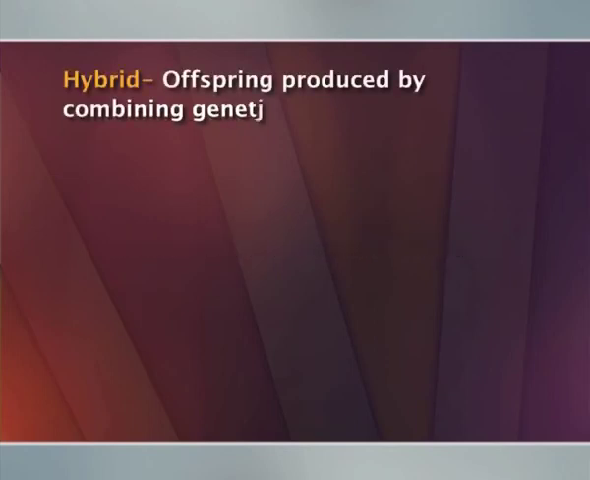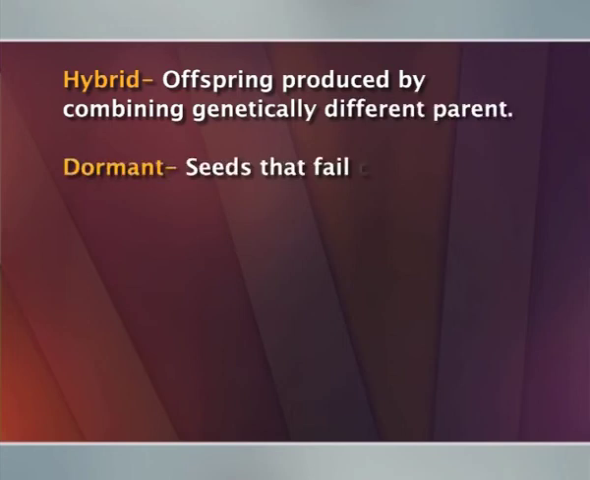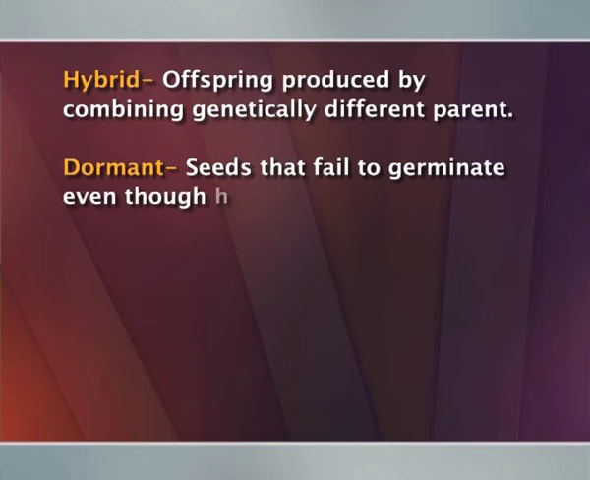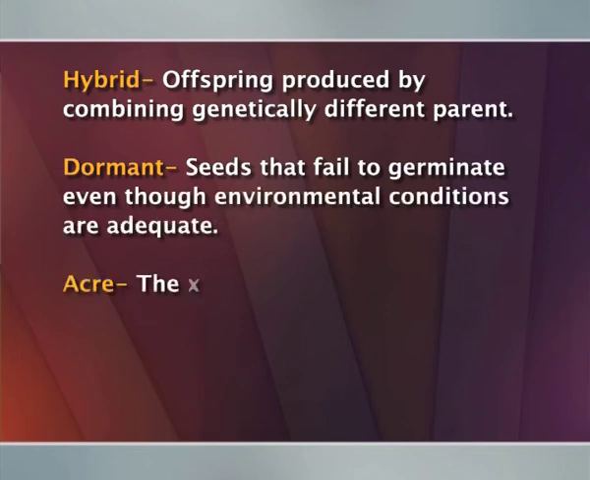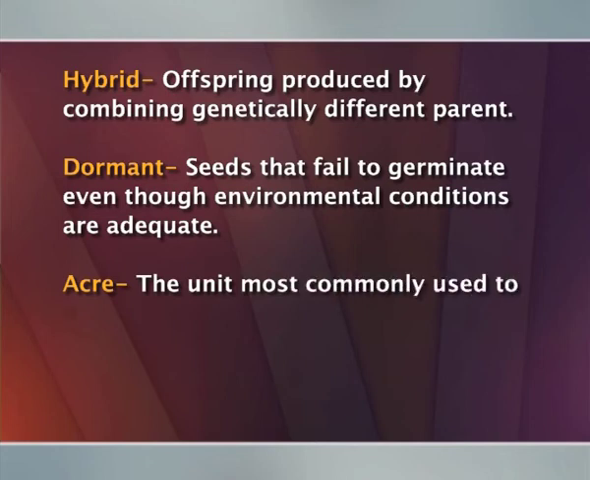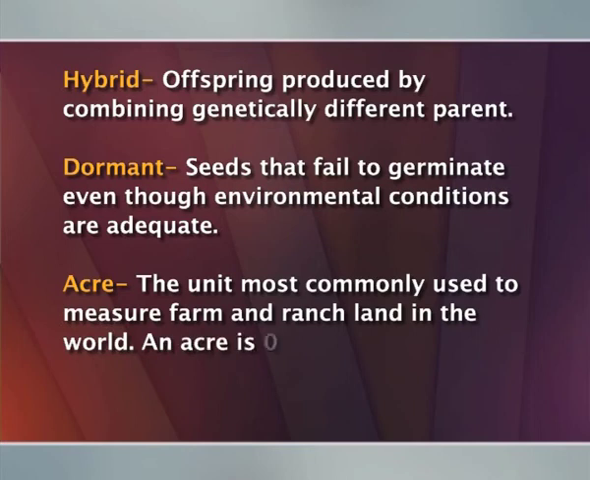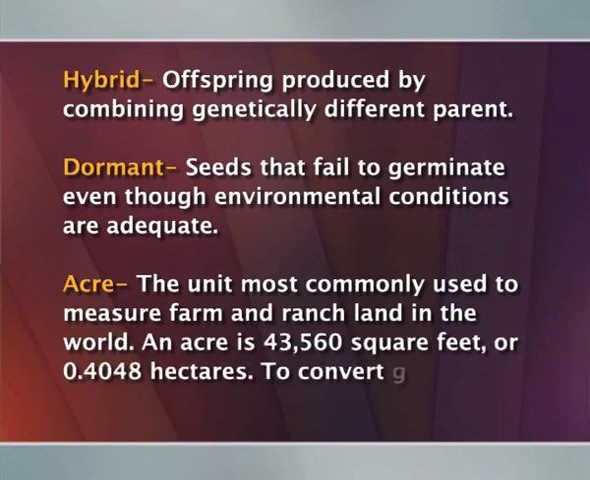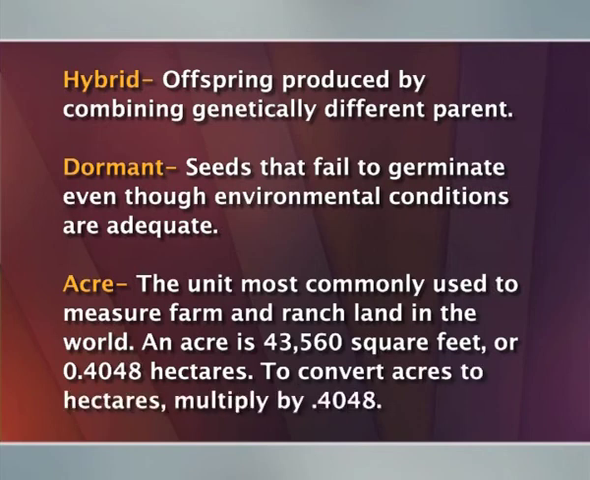Hybrid, offspring produced by combining genetically different parents. Dormant, seeds that fail to germinate even though environmental conditions are adequate. Acre, the unit most commonly used to measure farm and ranch land in the world. An acre is 43,560 square feet or 0.4048 hectares. To convert acres to hectares, multiply by 0.4048.